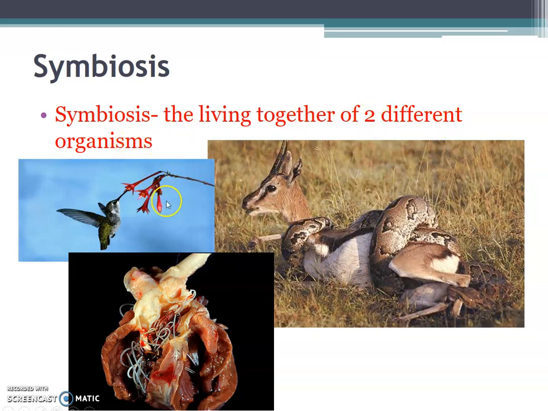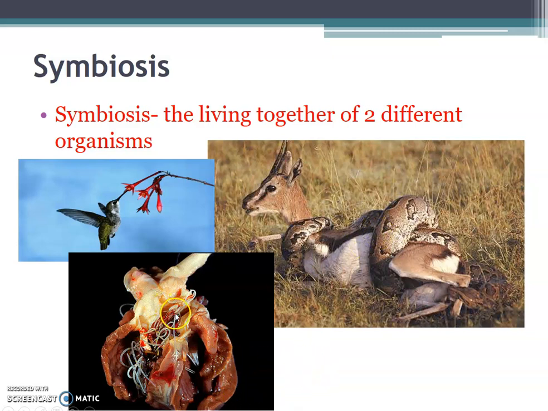So we have a live plant or a live flower and a live hummingbird. The hummingbird feeds off of the plant and the plant provides nectar for the hummingbird. Same thing here, we have a snake interacting with a gazelle, I believe. This is where the snake is trying to eat the large animal for nutrition or for food. It may not be a good interaction, but they're interacting.